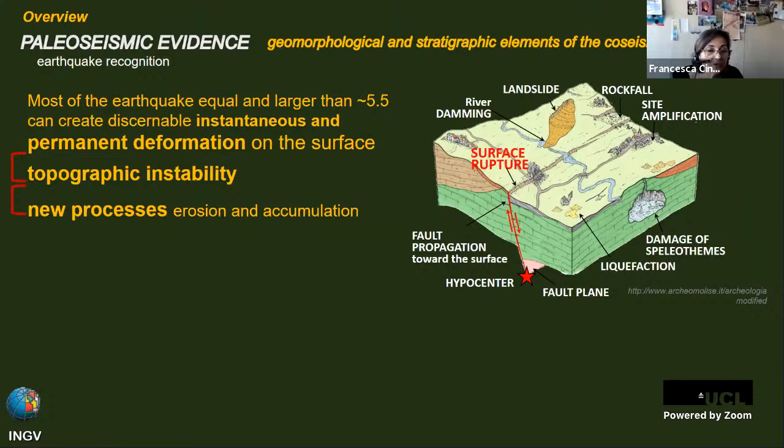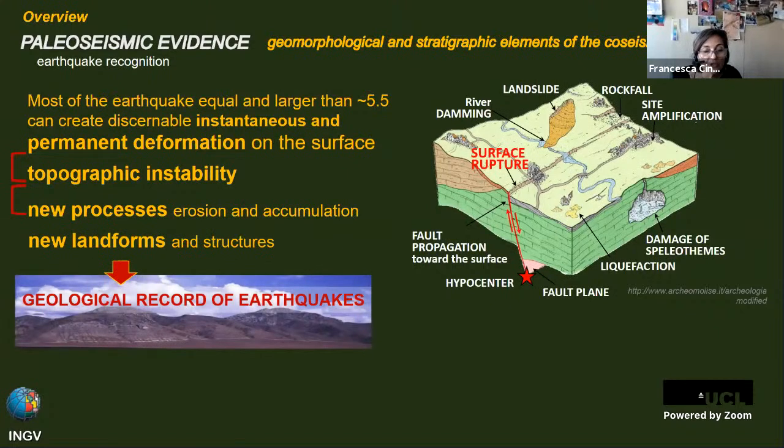So the deformation, when it occurs, produces perturbation on the topography, and so a new process of erosion and accumulation is triggered. And if we repeat these cycles in time, with surface ruptures that accumulate, we have the earth shaped, with new landforms and structures. And these are the geological imprint of earthquakes.